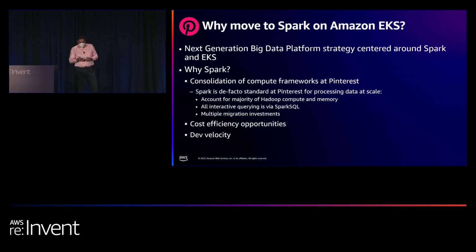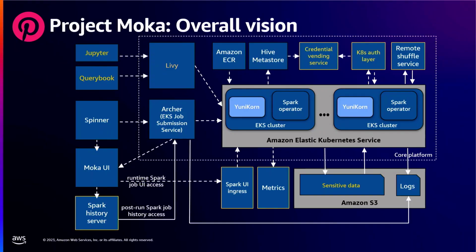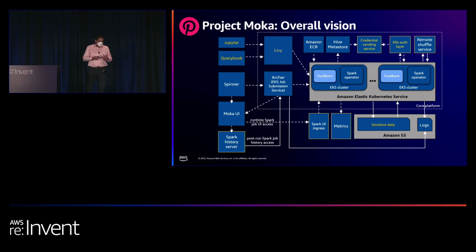Our Spark on EKS platform, we call that Mocha. So this is a complicated diagram. I don't have much time to spend on it, but bear with me. One of the reasons I wanted to throw this up is to point out that just getting Spark on EKS by itself is not sufficient. You have to build a bunch of supporting services around it if you really want to process data at scale.